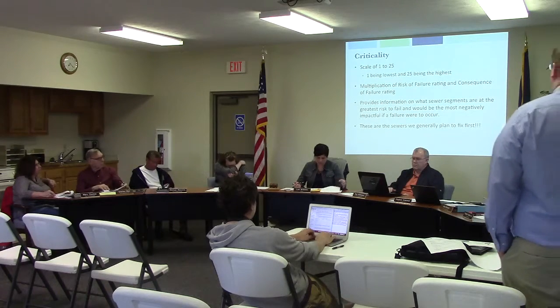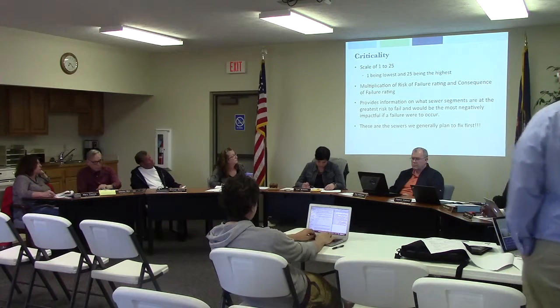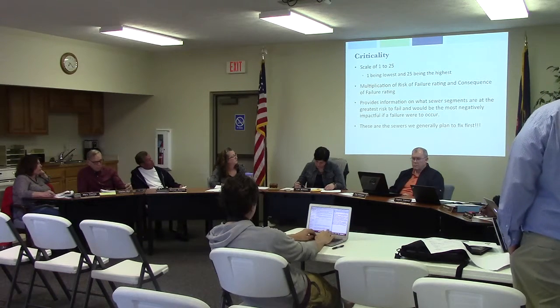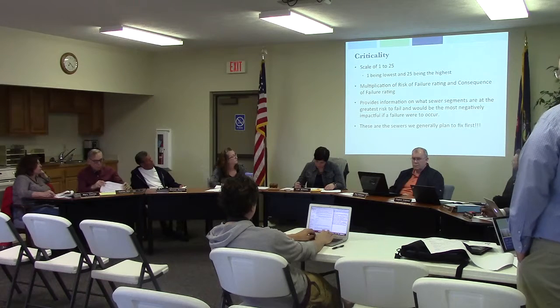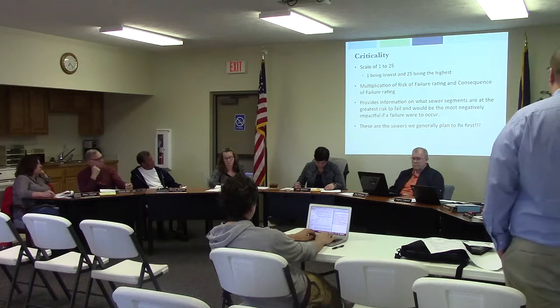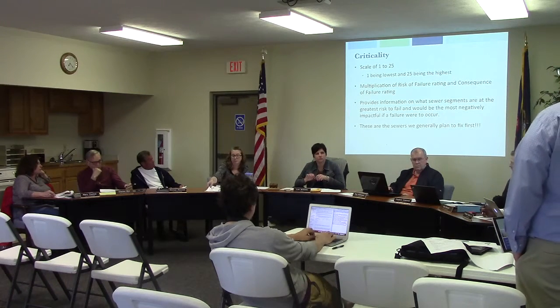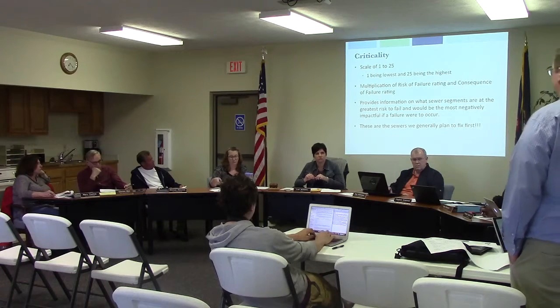Then we talk about criticality. Criticality is on a scale of 1 to 25, and it is a multiplication of the risk of failure and the consequence of failure numbers. So basically, we take those two numbers that we've got and we multiply them together, and that's our criticality factor. What this gives us is information on what sewer segments are at the greatest risk to fail and would be the most negatively impactful if a failure were to occur. So when we start talking about capital improvement plan, we're going to take a look at this criticality number, and these are the sewers we want to attack first.